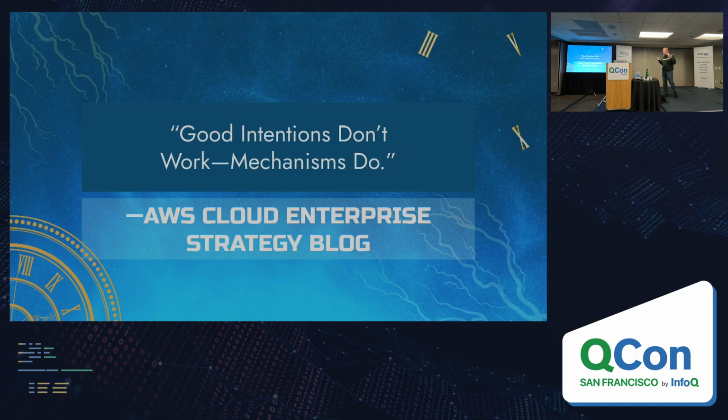This is a Jeff Bezos quote, but it's really widely spread through a lot of AWS blogs and other literature. Mechanisms here just means some kind of automated process that takes a little bit of the error-prone decision-making out of the hands of a human and makes sure that the thing just happens correctly. It takes away your reliance on the good intentions of engineers.